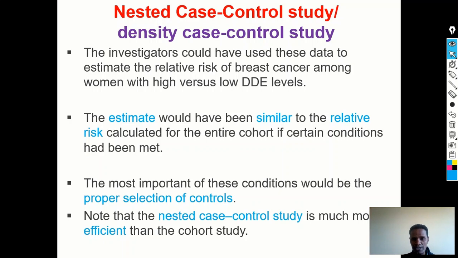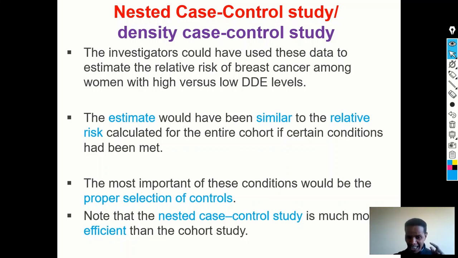Now, this is already what I have said. The investigators could have used this data to estimate the relative risk of breast cancer among women with high and low DDE level. The estimate would have been similar to the relative risk calculated for the entire cohort, as I have shown you. The most important of these conditions would be the proper selection of the controls. What we need to take care of is that in selection of the controls, there should be proper selection, especially the risk set sampling method should be used, because the nested case control approach is used.